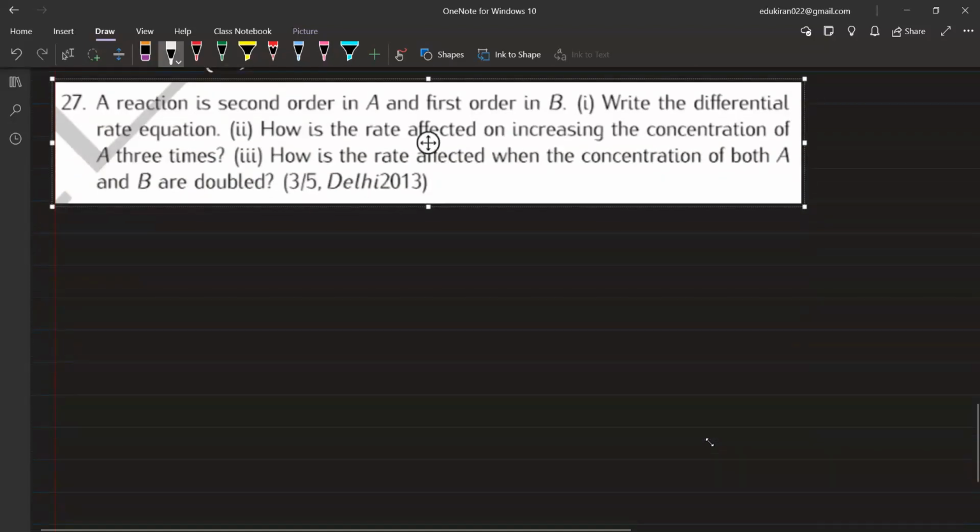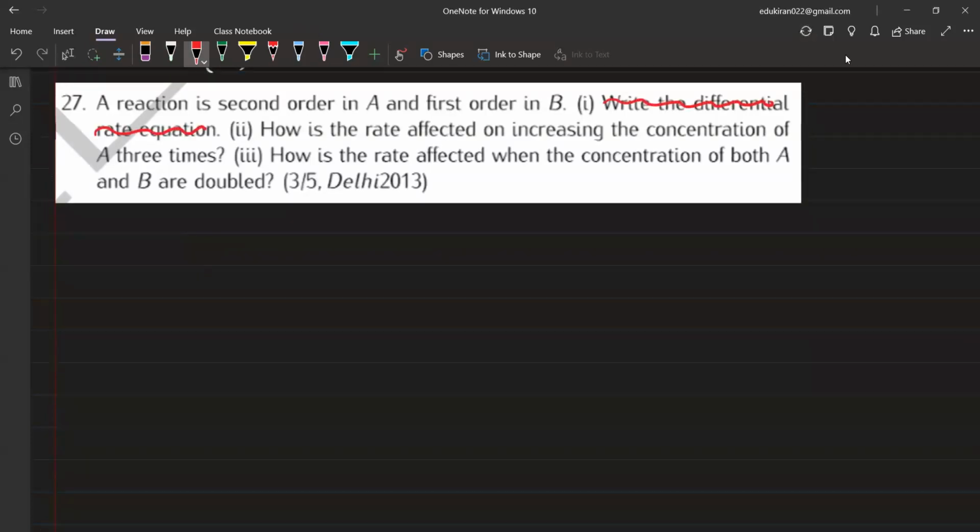Leave the first part of this, the answer is correct by the way. The reaction is second order in A and first order in B. So you will write the rate law expression R is equal to K, what will be the power of A and the power of B? It is written in the statement. Then how is the rate affected on increasing the concentration of A by 3 times? How is the rate affected when the concentration of both A and B are doubled?